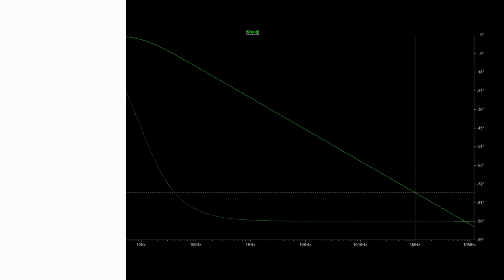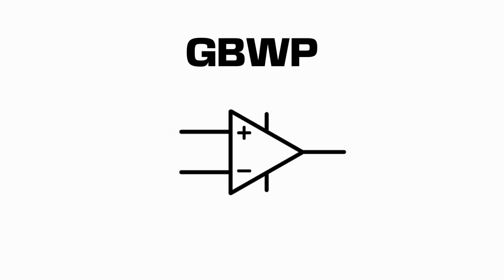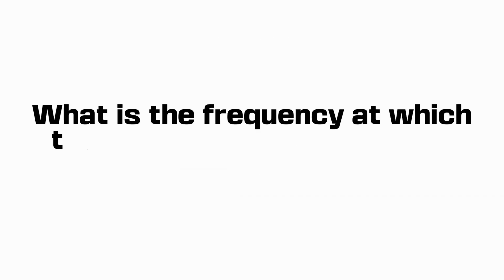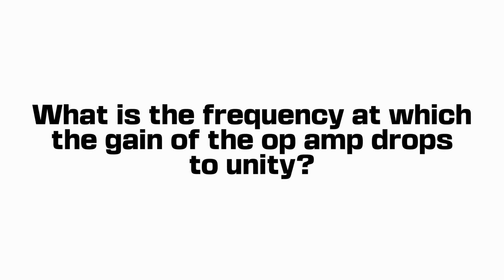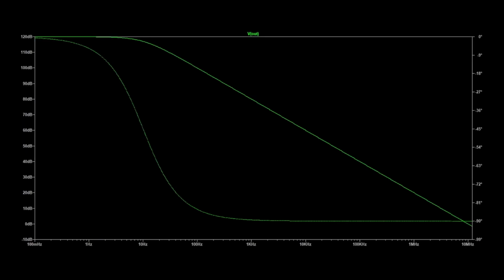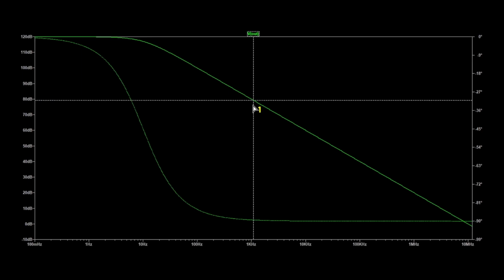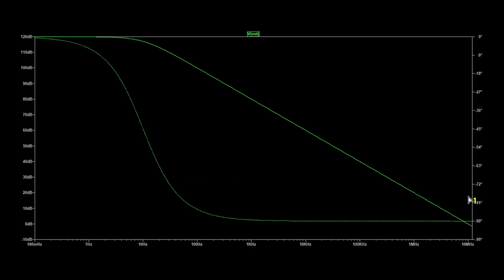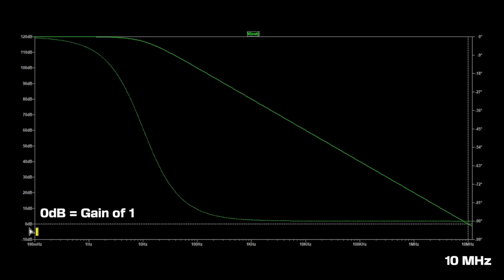The gain bandwidth product for a typical op-amp is usually measured by identifying the frequency at which the open loop gain drops to unity, or a gain of 1. This plot here shows that we hit 0 decibels, or a linear gain of 1, at exactly 10 MHz. This is where we get our gain bandwidth product of 10 MHz.